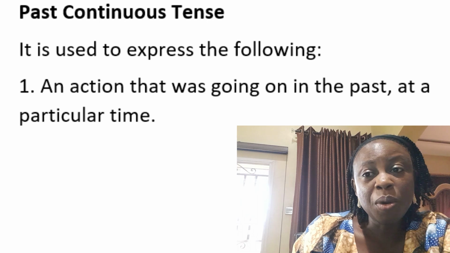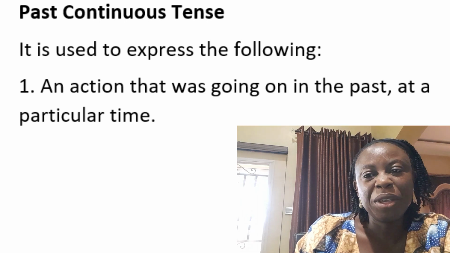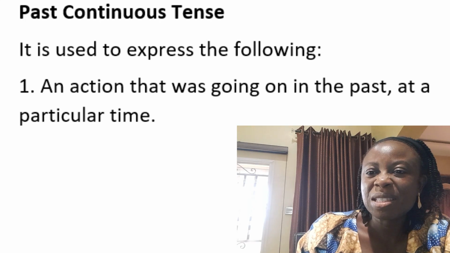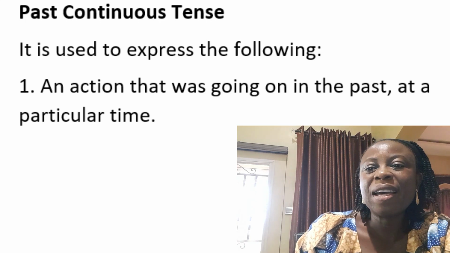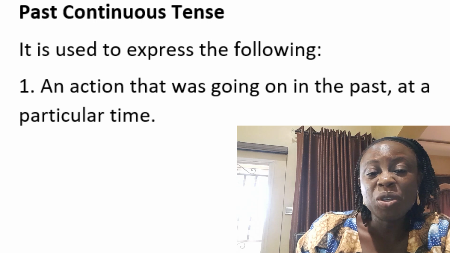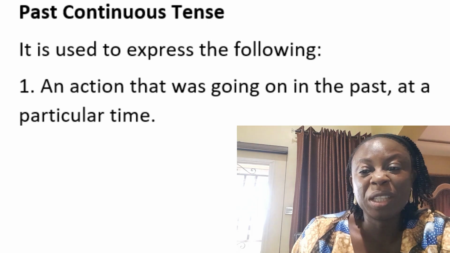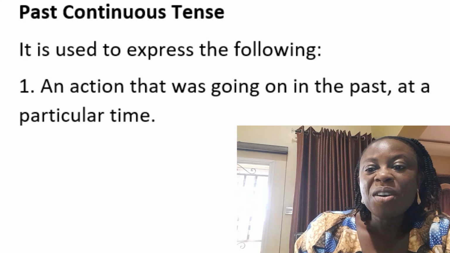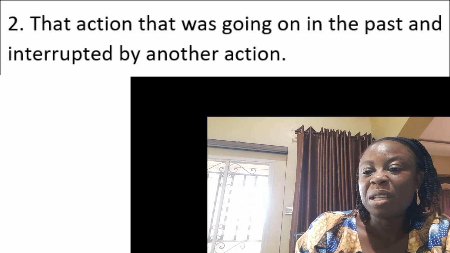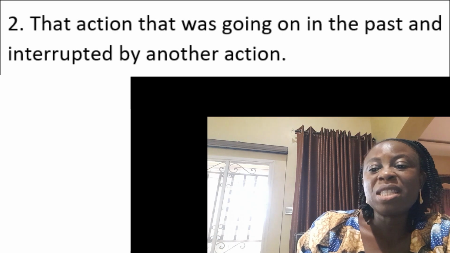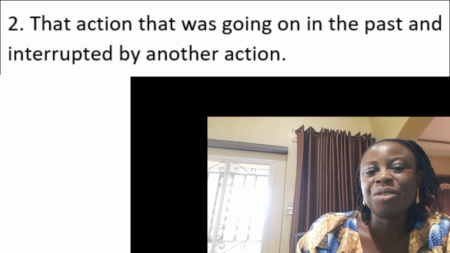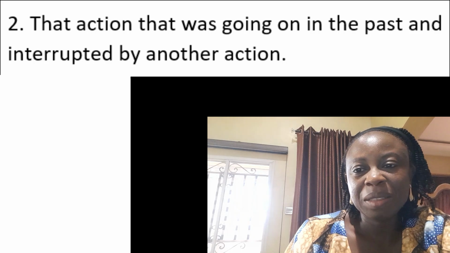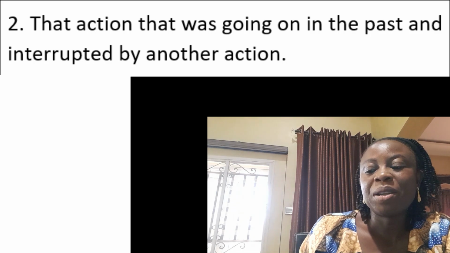What do we use it for? It is used to express the following. Number one, an action that was going on in the past at a particular time. Or that action that was going on in the past but got interrupted by another action. The action was already going on, but there was an interruption by another action.